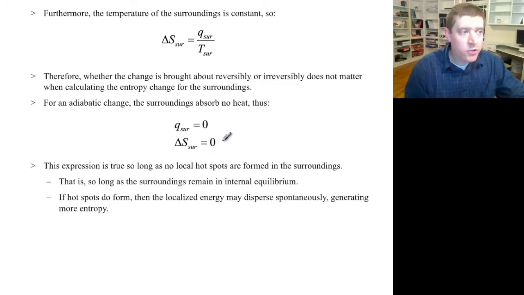This expression here is true so long as no local hotspots are formed in the surroundings. That is, as long as the surroundings remain in internal equilibrium. If one part of the surroundings is hotter than another, then this equation doesn't work. Note that if hotspots do form, then the localized energy in that hotspot can disperse spontaneously, and will disperse spontaneously, which would generate additional entropy.